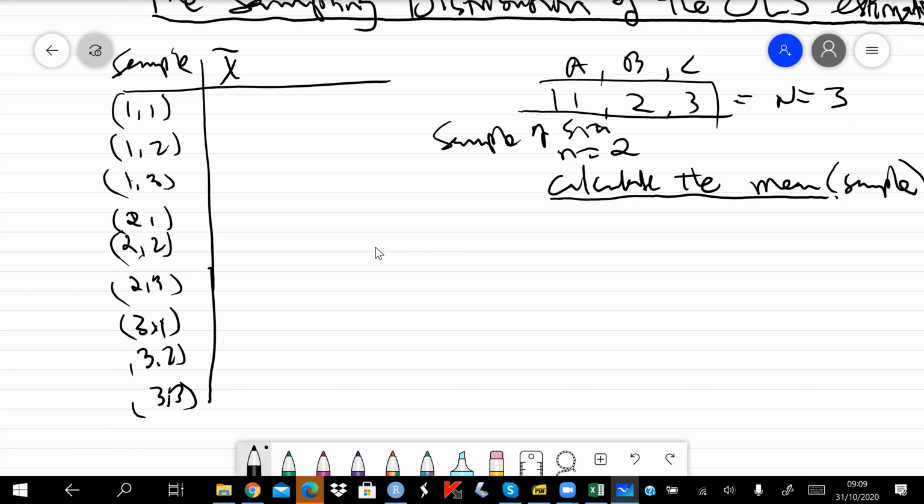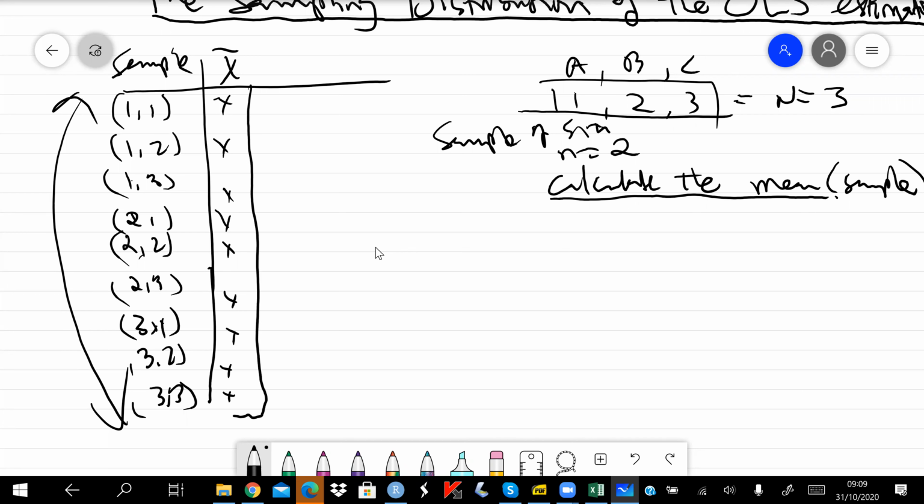And from every sample, you can get a value of X bar. In statistical inference, we assume that the samples are random, which means you choose one of these possible samples randomly. That means you assign equal chances to each and every possible sample. And we notice that the values of X bar are not constant. The values are changing from one sample to another.